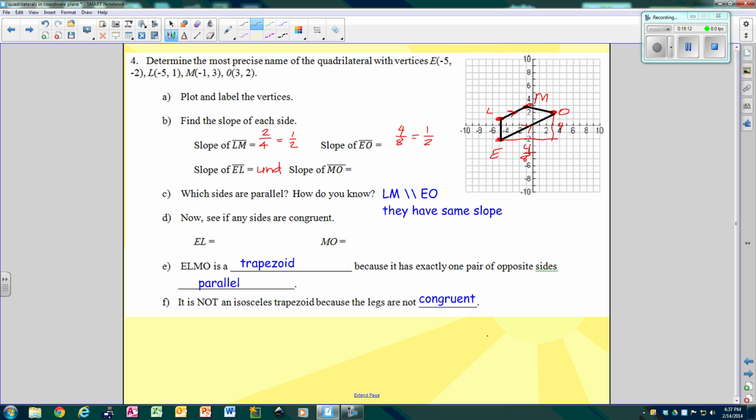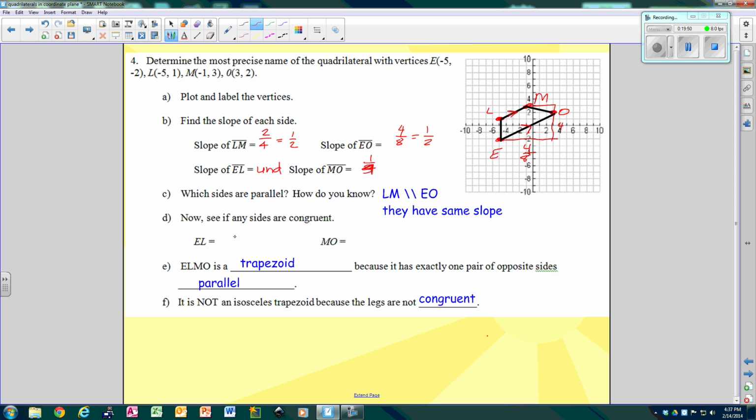And the slope of MO, well, if you draw your little right triangle, you rise 1, 1, 2, 3, 1/3. All right. Is it 1/3 or 1/4? 1, 2, 3. Oh, it's 4. Sorry. 1/4. Can't even read my little dots there. Since these two are not parallel, we only have one pair of parallel sides. So we know it's going to be a trapezoid. The sides that are parallel are LM and EO because they have the same slope.